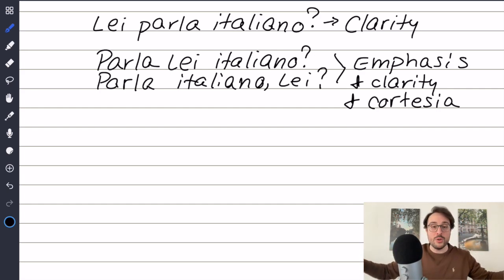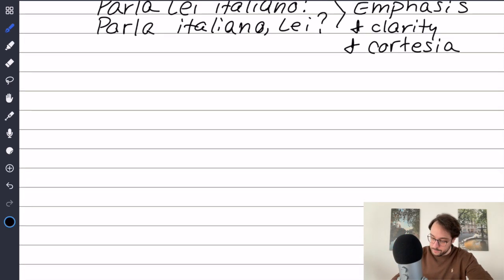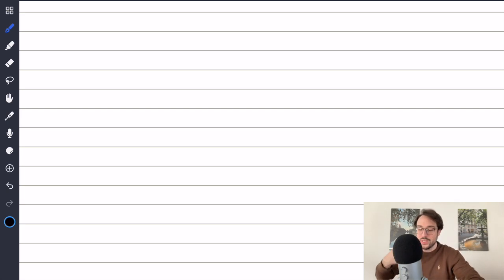So basically, what do you need to know so that we can move on? Put it in the third person form. That's it. Doesn't matter if you're talking to a male or female. Lei, formal you. Let's move on. So as you can see, there's already a special treatment for lei in the indicative present.